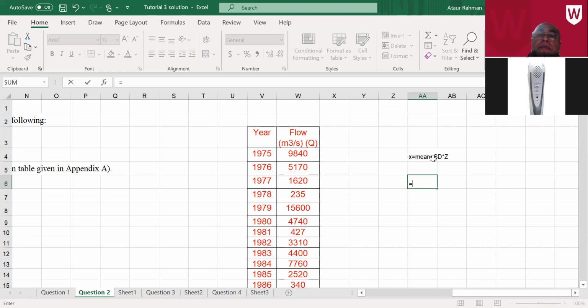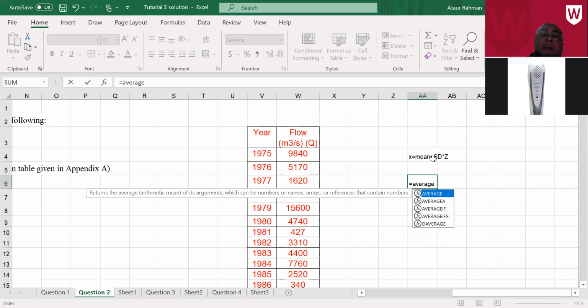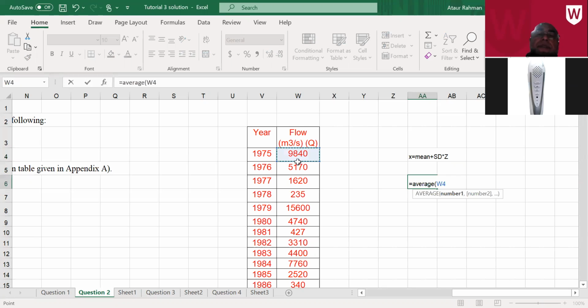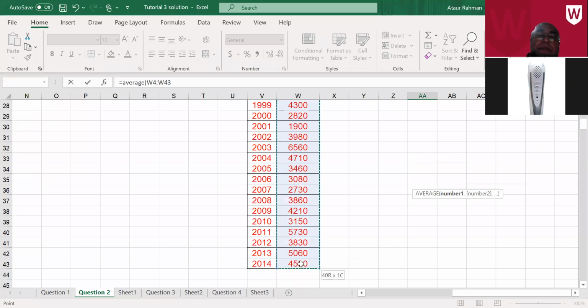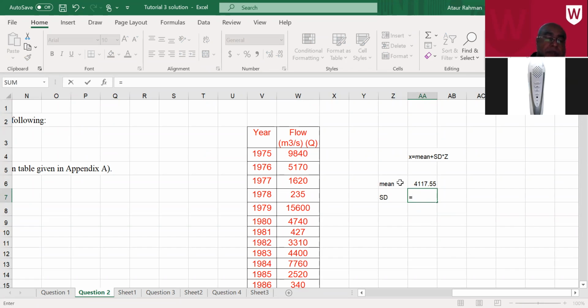Okay, so the average we can find out easily from here. AVERAGE, average of the data. So we just use the equation and then select the data. So that is our mean. And then the standard deviation of the data will be equals STDEV of the data.